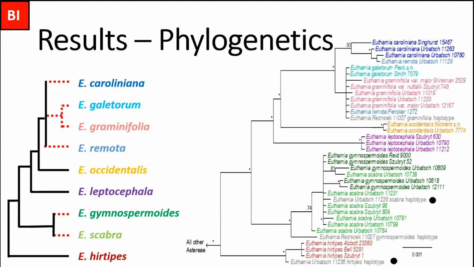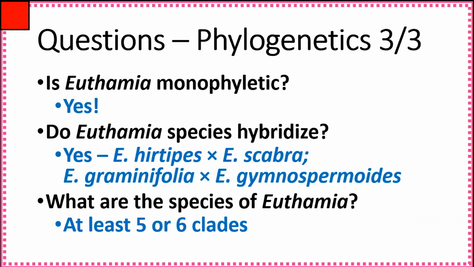And then similarly, we also have two parental haplotypes for each of the hybrids present. So the cistron data, similar to the ITS ETS data, say, okay, Euthamia is definitely monophyletic. There are at least 5, maybe 6 clades within this genus, and we found 2 instances of hybridization with separate parental DNA sequences in each sample.